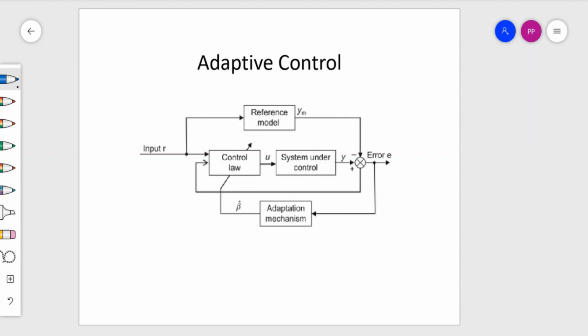Another important topic of the last unit is the adaptive control system, where you can see the system controller parameters vary with time as per the requirement. So you see the control law is shown by an arrow which varies with time, and there is an adaptation mechanism shown below in the block, which is basically comparing the system output, that is the system under control, with a reference model. Suppose I want a system to behave as A divided by s plus B.